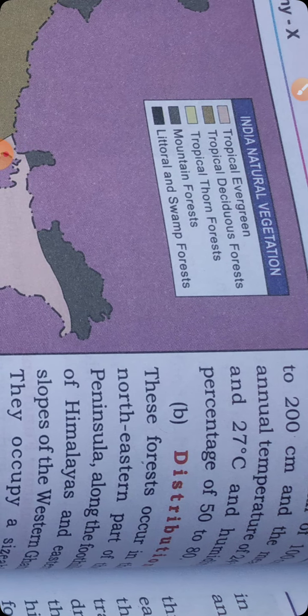Low annual rainfall of 100 centimeters to 200 centimeters, mean annual temperature ranging between 24 degrees Celsius and 27 degrees Celsius, and humidity percentage of 50 to 80. Distribution.